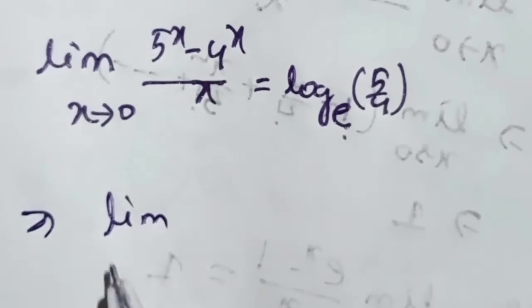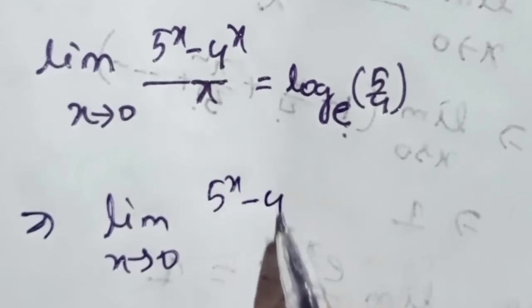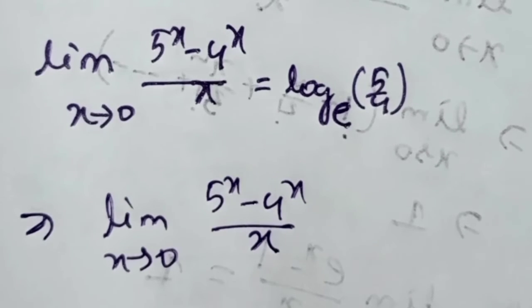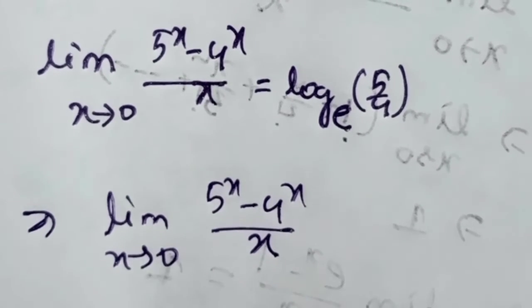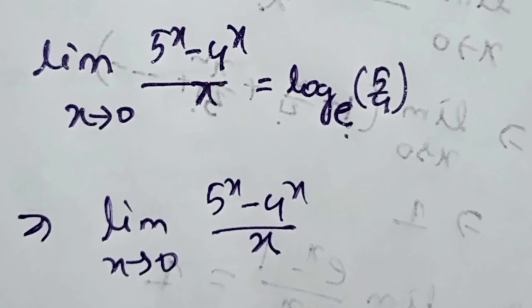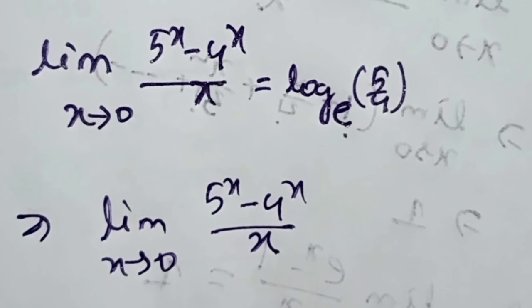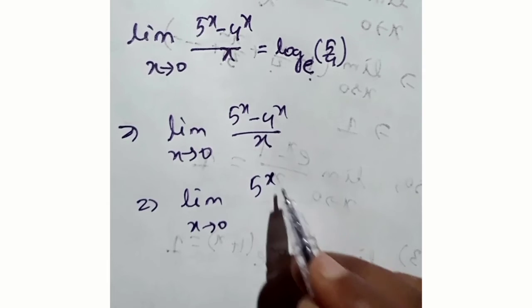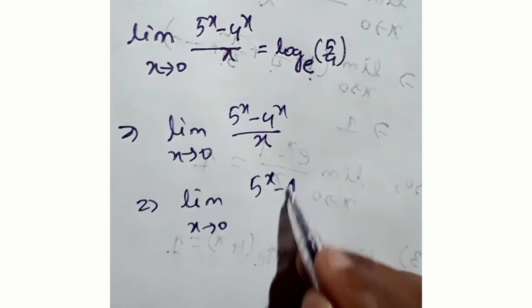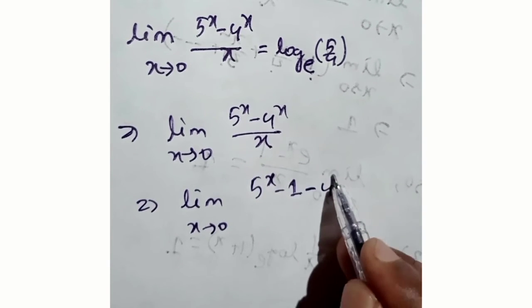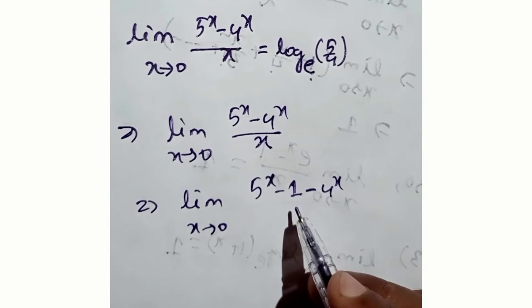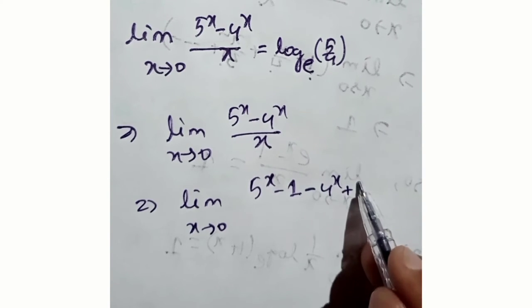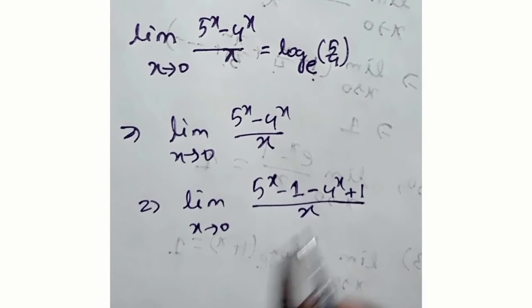So this is limit x tends to 0, (5 power x minus 4 power x) by x. We have to solve this. So we know a formula that limit x tends to 0, (a to the power x minus 1) by x equals log a base e. We know the value of this limit. So what we have to do is let's just add a minus 1 here. Here it is 4 to the power x.